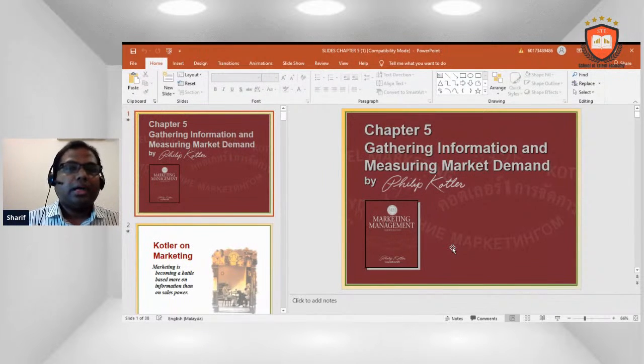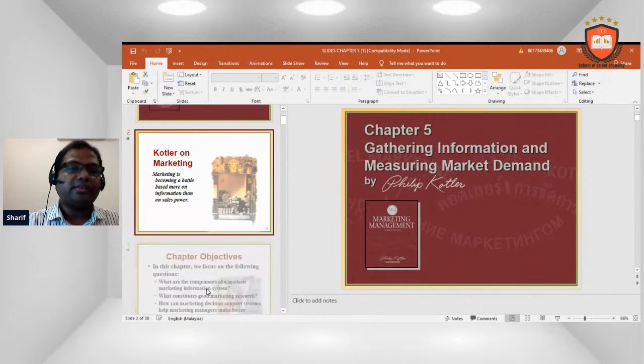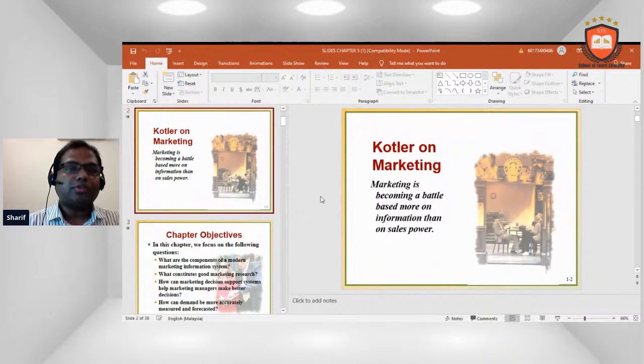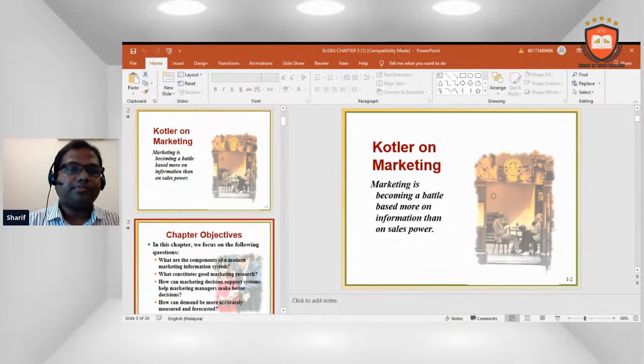Today we have another new session on MIS, Marketing Information Systems, and this is very important for the market, for gathering information and measuring market demands. This is very important for today's world. According to Philip Kotler, marketing has become a battle based more on information than on sales power.